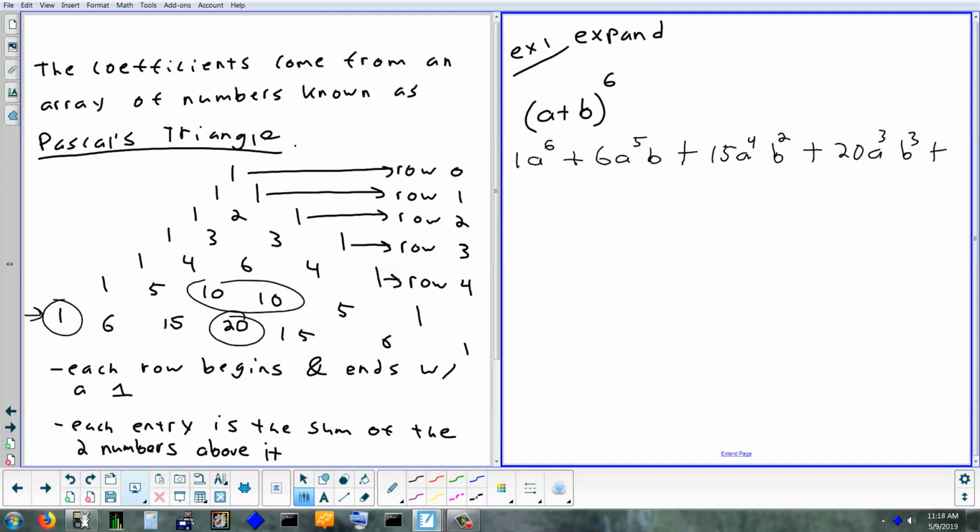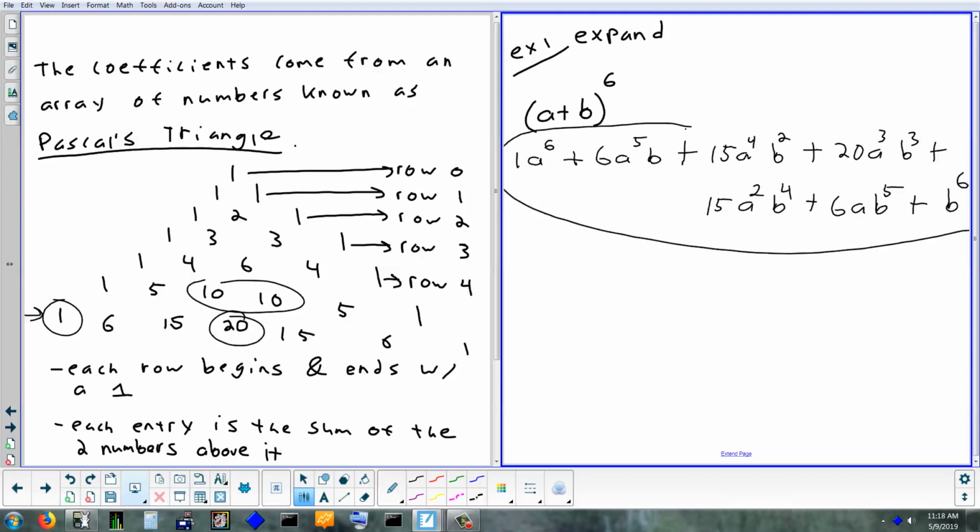And now we're going back down. So the coefficients have gotten as big as they're gonna. So now we're gonna have 15, a to the 2nd, b to the 4th. Then 6, ab to the 5th, and the last term, b to the 6th. You can put 1b to the 6th or just b to the 6th. So that's what you get when you expand that out, without having to FOIL it. Any questions on that idea?